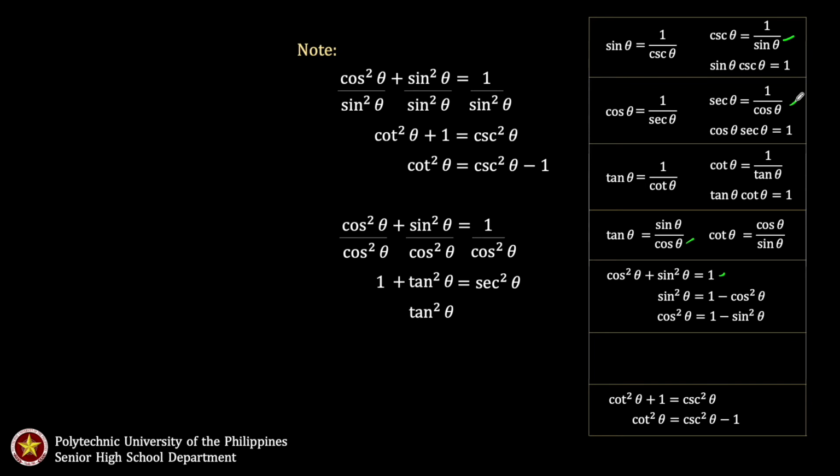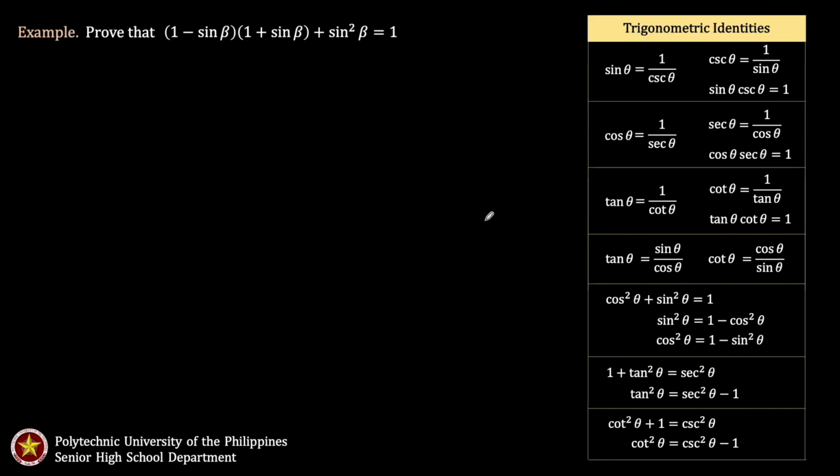Solving for tangent squared theta, we will obtain secant squared theta minus 1. And this identity will complete our table of trigonometric identities. Now let us have an example.